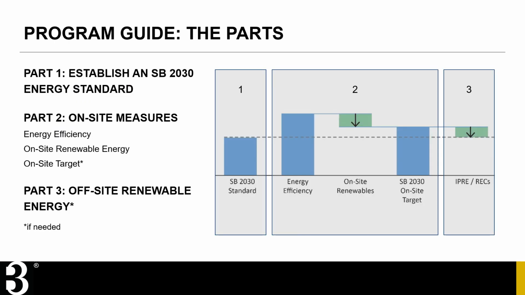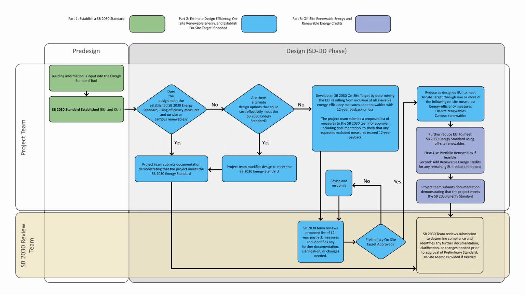The process for working through the energy hierarchy to meet SB 2030 involves three parts: establishing the SB 2030 energy standard, evaluating on-site measures, and if needed, pursuing off-site renewables. A flowchart walking through this process is available on our website at b3mn.org. It shows the roles and interactions between the project team and the SB 2030 review team. Projects using off-site renewables need to engage early with the SB 2030 review team in order to ensure the appropriate on-site target is being set.